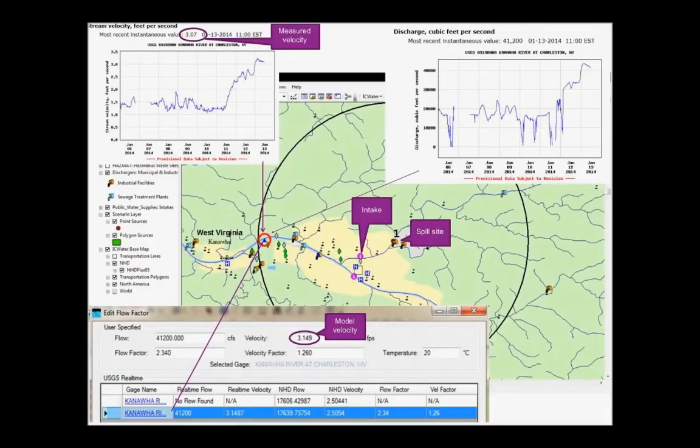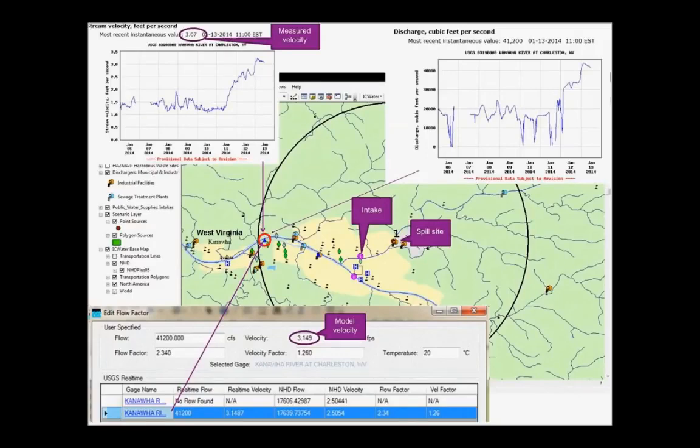When we interrogate that gauge, in this case, we were able to retrieve real-time flow and also real-time velocity. In the user interface down in the lower left of this screen, we're reporting the flow from that gauge and the velocity, and then we're looking also at the average flow and average velocity from the NHD, and we make some scaling factors based on comparisons of those two flows, and we can then apply those scaling factors downstream until we get to the next gauge, and then we update it as we move downstream.